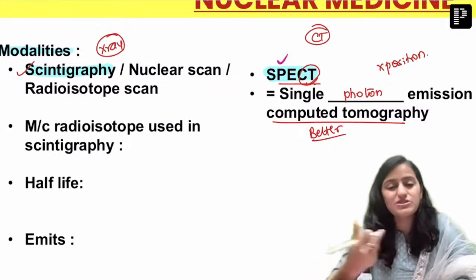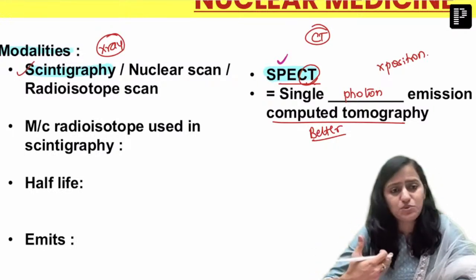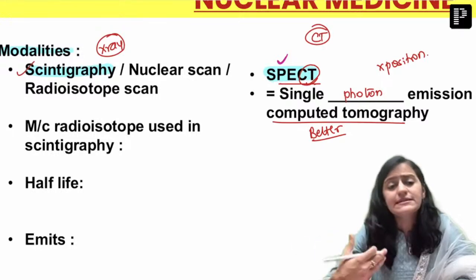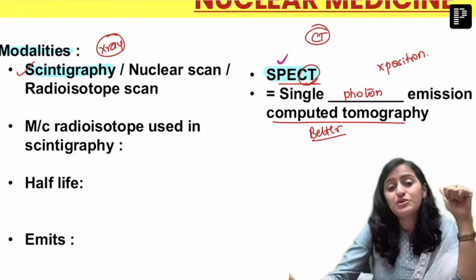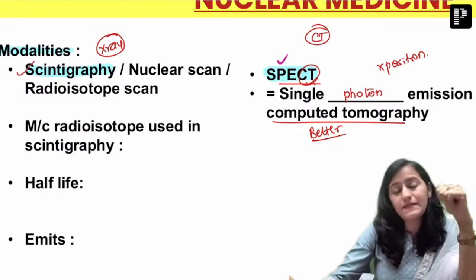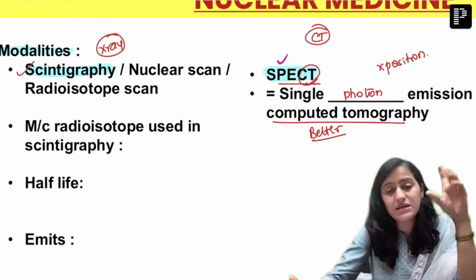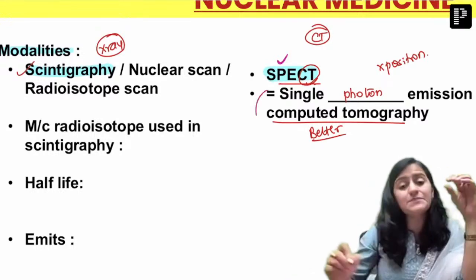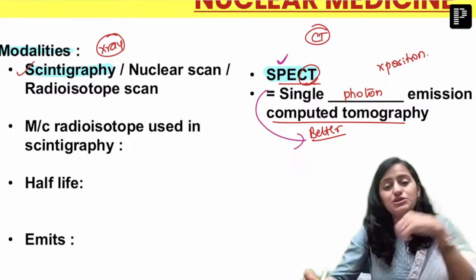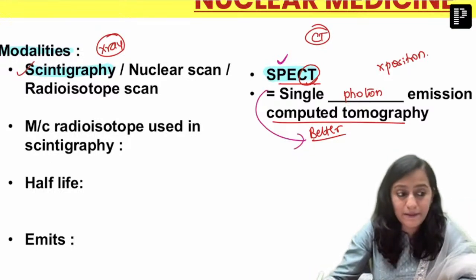Even based on this simple concept, you had a question in INI-CET last year which mentioned parathyroid. What imaging will you do for parathyroid? Amongst the options given, you had scintigraphy and SPECT both given. When both are given in the options, remember that SPECT is going to be the better resolution imaging, so you will prefer SPECT over scintigraphy. Is this clear with everyone?